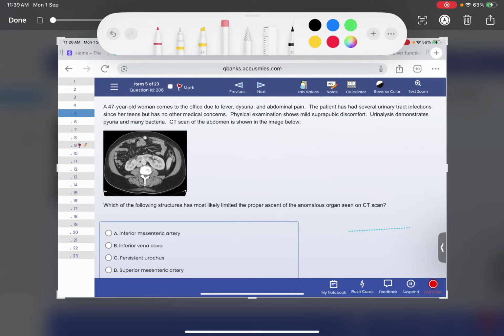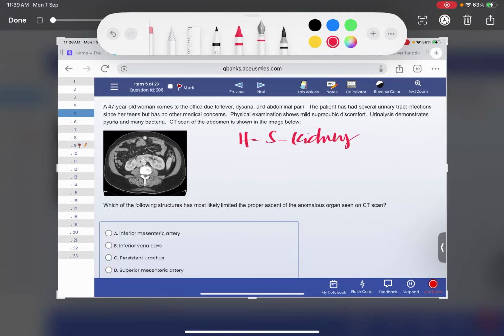What about the horseshoe kidney? What do you think will be responsible for this? Either the ureteric bud or the mesenchyme. What do you think?